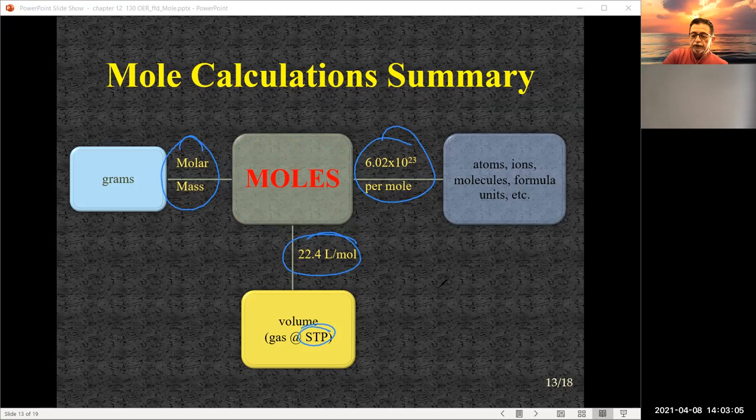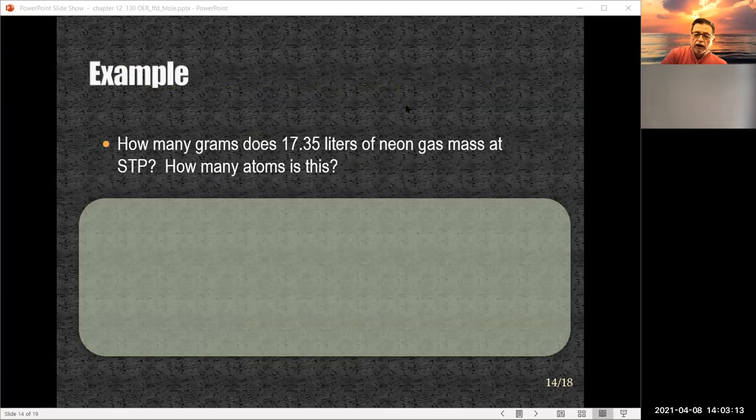If STP conditions are not met, then that calculation, we couldn't do it. For example, how many grams does 17.35 liters of neon gas mass at STP? All right. So they're asking you, let's break it down.